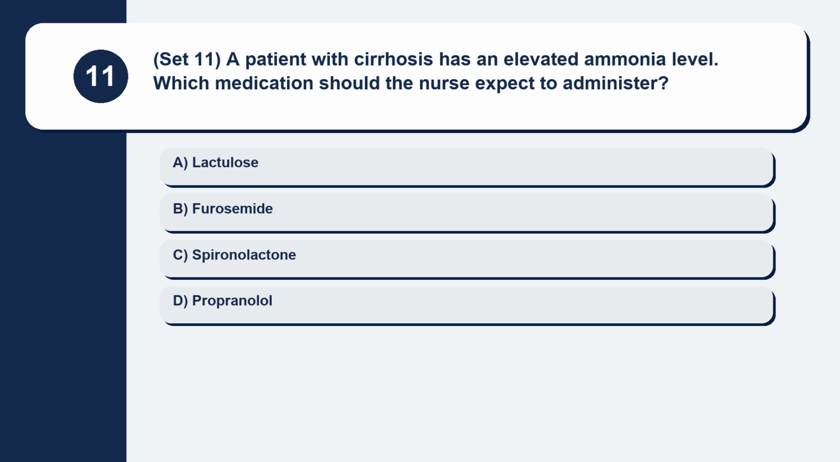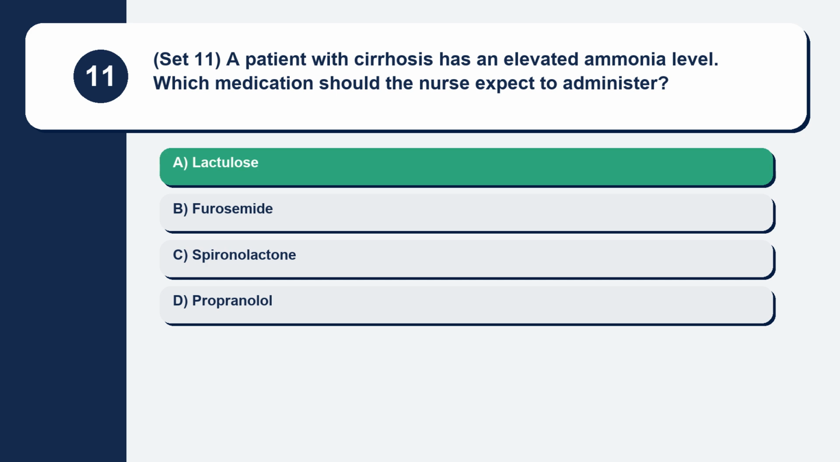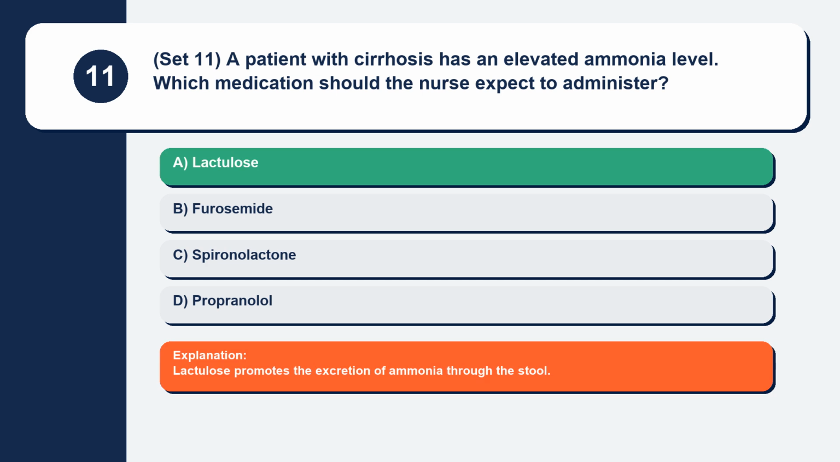Question 11, Set 11. A patient with cirrhosis has an elevated ammonia level. Which medication should the nurse expect to administer? Lactulose, furosemide, spironolactone, propranolol. Lactulose promotes the excretion of ammonia through the stool.